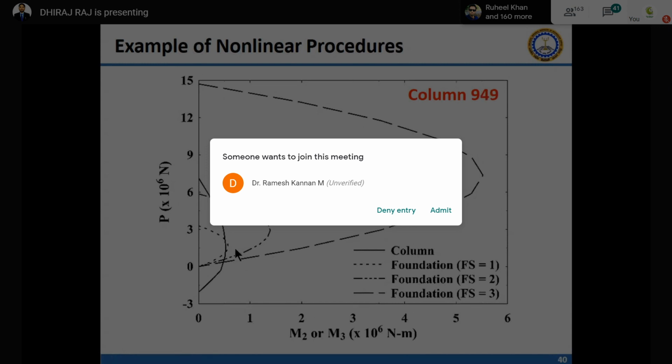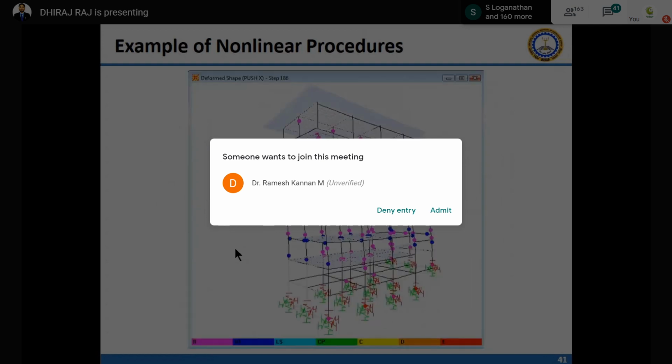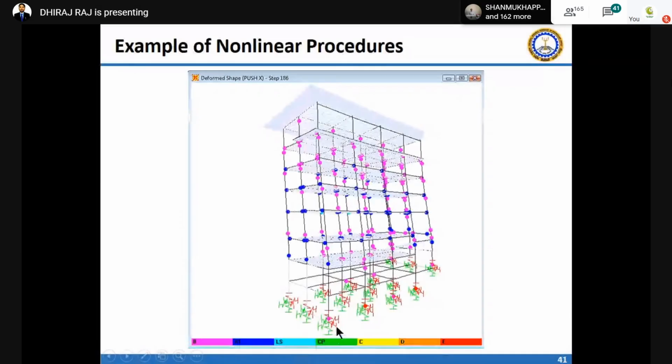So similarly for column number 949, I have shown 2 examples. And what is the effect? These are the hinge patterns developed in the building, a typical building which I have shown. And you can see in the downside that there are springs and sub-hinges also developed in the foundation. So the foundation also fails. So this is important.